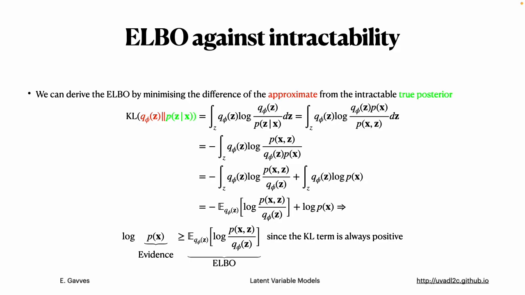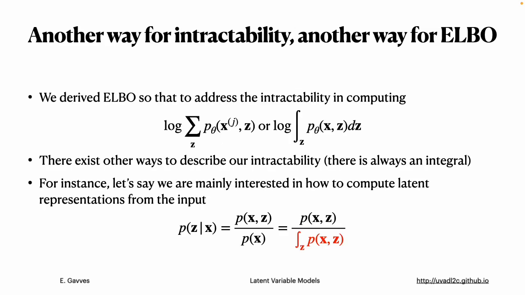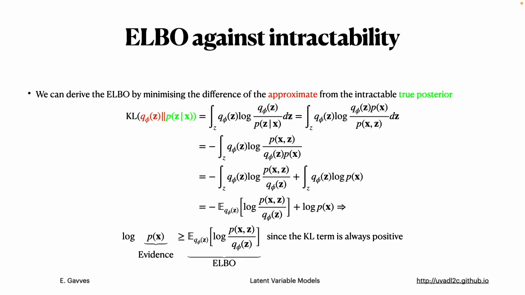So KL is the integral of q of z times the logarithm of q of z over p of z given x. Then I rewrite p of z given x based on my Bayes' rule here. And then with some standard rearrangements, I end up with, this is the important bit, the KL, the distance between my approximate distribution, my variational distribution, and my true posterior is the expectation of the logarithm of the joint likelihood over the importance sampling distribution, when computing the expectation with respect to q, plus the logarithm of my evidence.